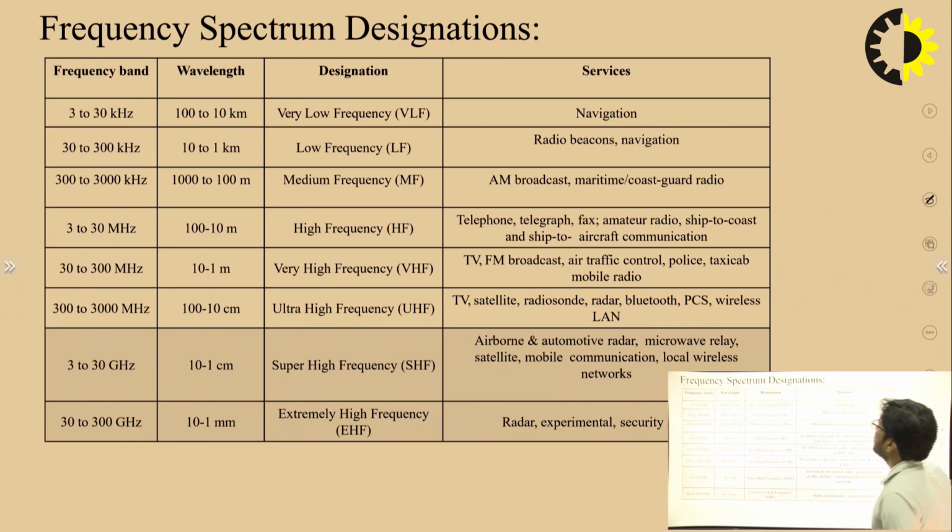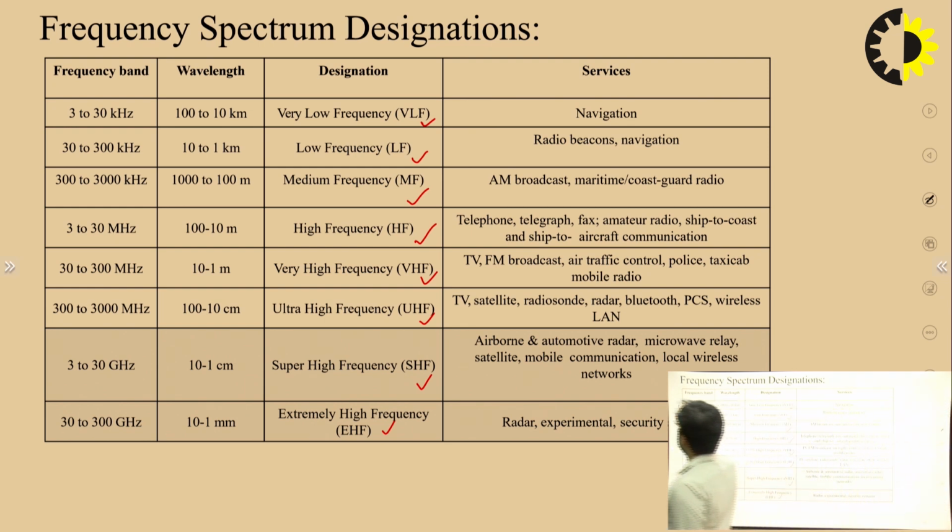This is the frequency spectrum designations. You can see we have categorized the spectrum into very low frequency, medium frequency, high frequency, very high frequency, ultra high frequency, super high frequency, and extremely high frequency, right? This is the frequency range we have shown here.